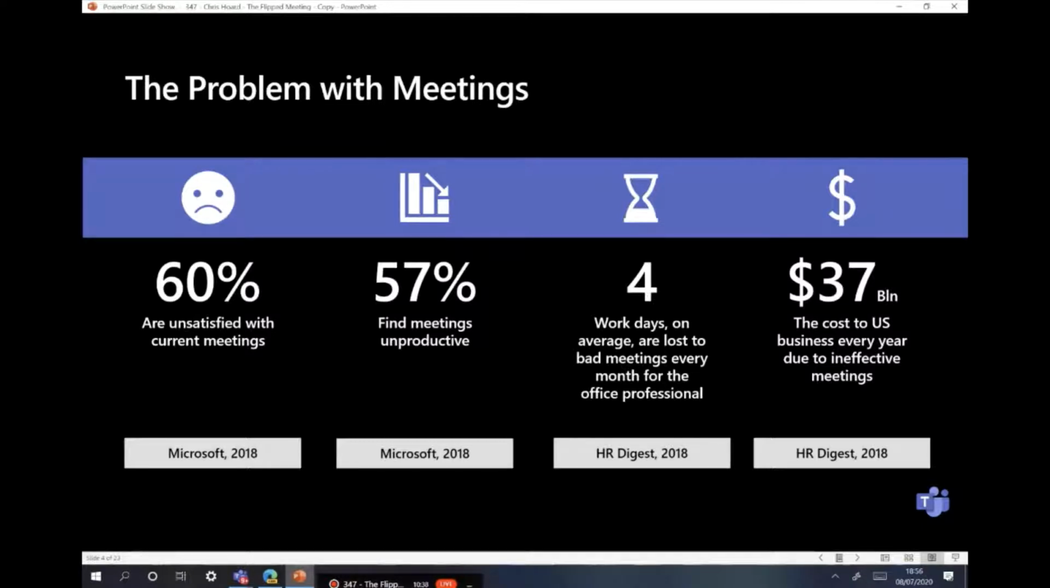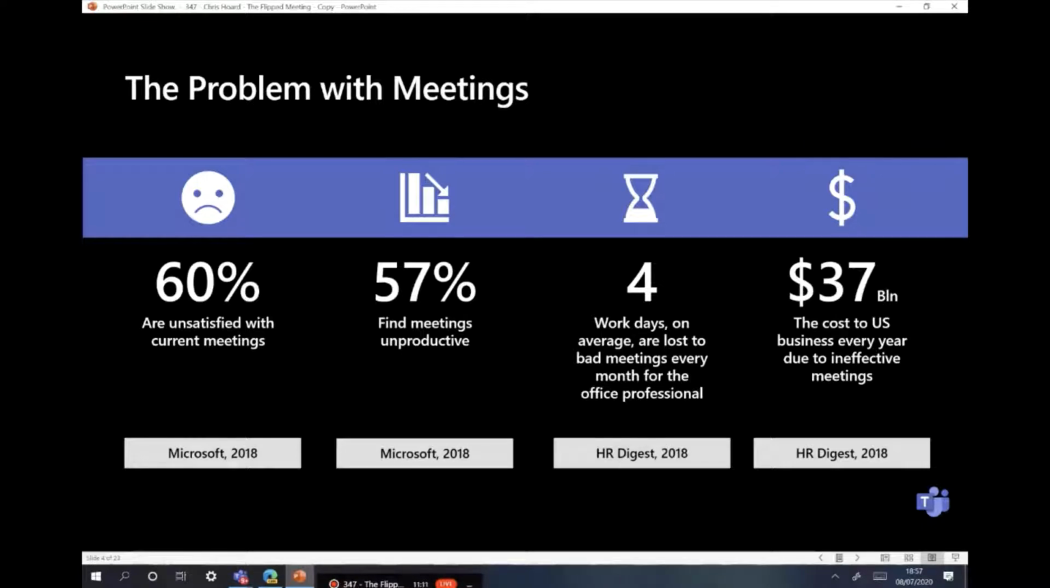So before we get to the concept of what is the Flip Meeting, I think it's best to start off with some statistics and to explore what the problems are with meetings today for many organizations. So looking at the statistics, firstly for Microsoft, they ran a report a few years ago, 60% are unsatisfied with their current meetings. Now that can be for a number of reasons, but the statistic that jumps out is that more people reported back than less that they were unsatisfied with their current meetings.